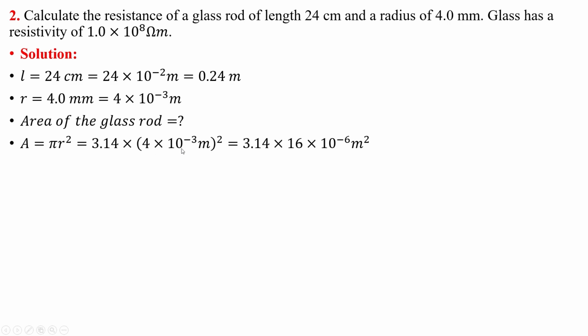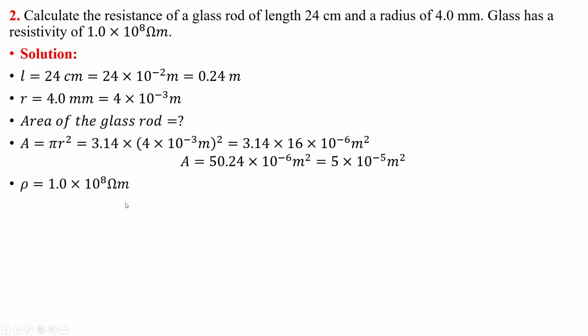Putting the value in the equation, the area comes out to be 3.14 multiplied by 16 multiplied by 10^-6 meter squared. After doing proper calculation, the area of the glass rod comes out to be 5 × 10^-5 meter squared.